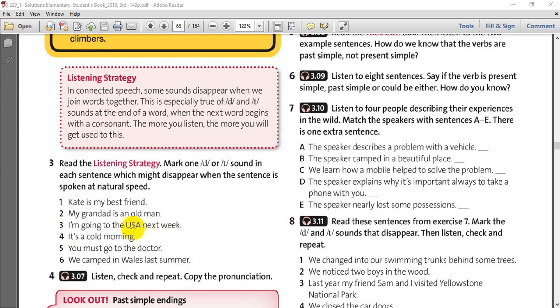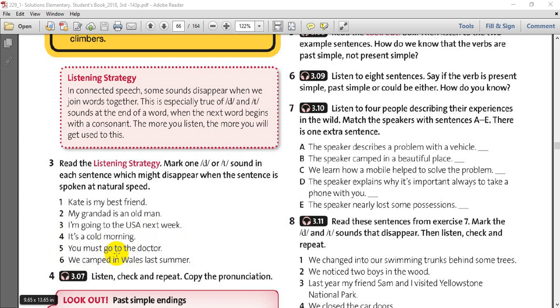Next week. I am going to the USA next week. Here T is silent. Next week. Number 4. It's a cold morning. Cold morning. Here D is silent. Cold morning. Number 5. You must go to the doctor.